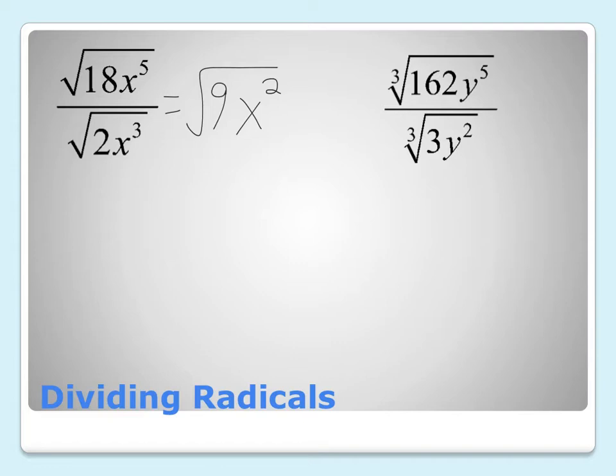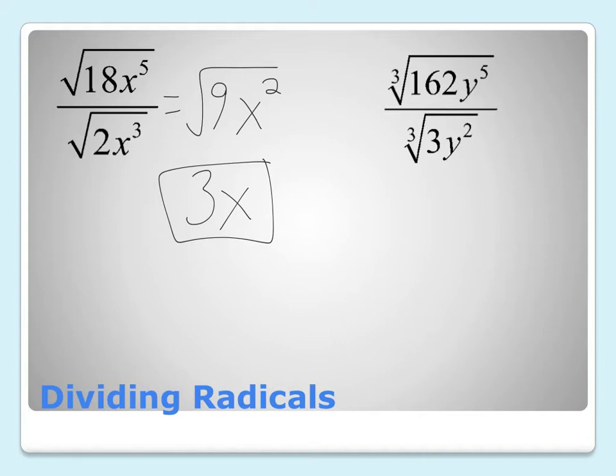I've got to simplify that. What's the square root of 9? 3. That's a perfect square. You don't have to do a factor tree if you remember that. Okay? And then, square root of x squared, well, how many pairs of x's? It's just going to be 1. There's my answer. All nice and simplified.